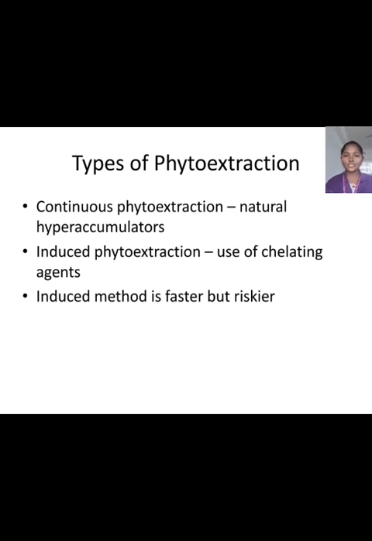Types of phytoextraction. There are two types of phytoextraction: natural phytoextraction and induced phytoextraction. Natural phytoextraction uses naturally occurring hyperaccumulator plants. Induced phytoextraction is the addition of chelating agents, for example EDTA. It increases metal availability.